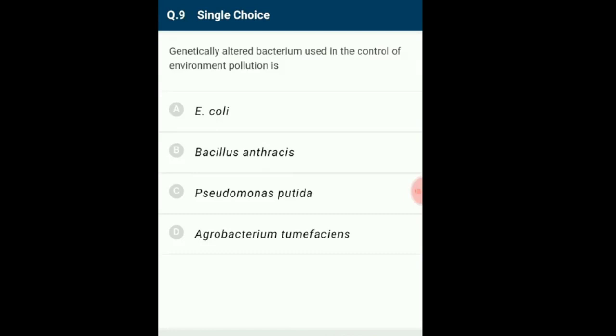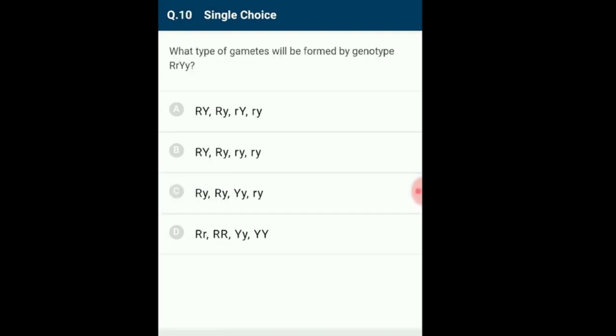Question number 9. Genetically altered bacterium used in control of environment pollution is Pseudomonas putida, which cleans oil spills and is used as bioremediation for environmental pollution. It has been genetically modified to increase the rate of breakdown of long chain hydrocarbons and was named as superbug. So the answer is option C, Pseudomonas putida.